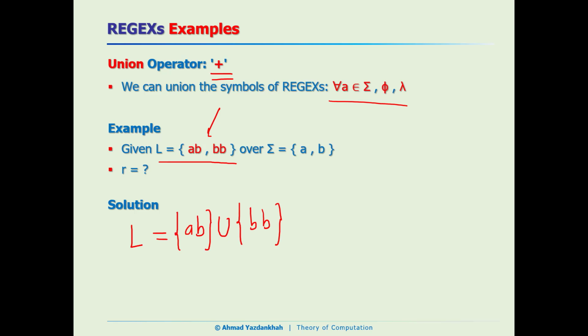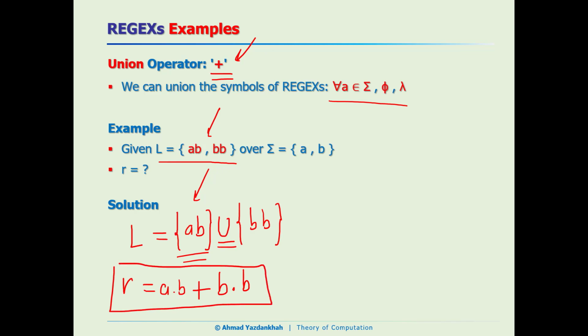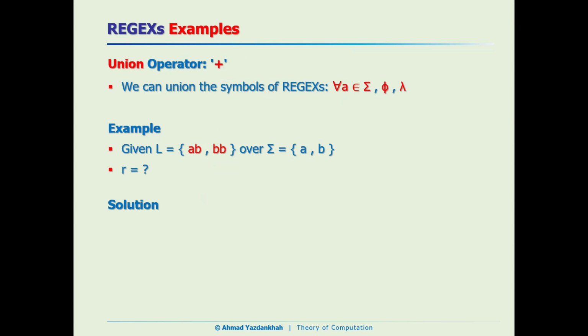If this is the case, then the regex for this language, we already know that this is A dot B, and we interpret the union as the plus sign. And for this BB, we already know that it is B dot B. So the regex of this language will be AB plus BB.